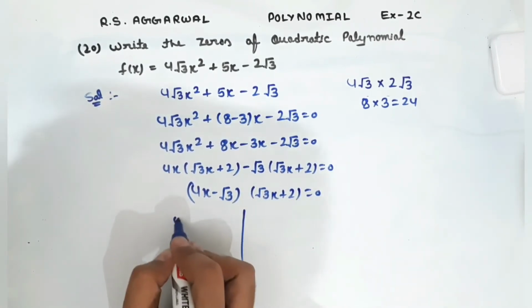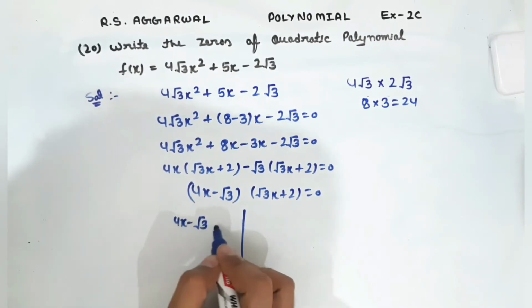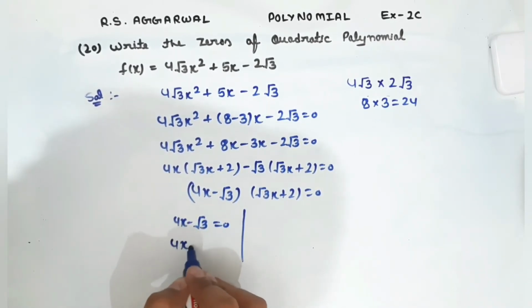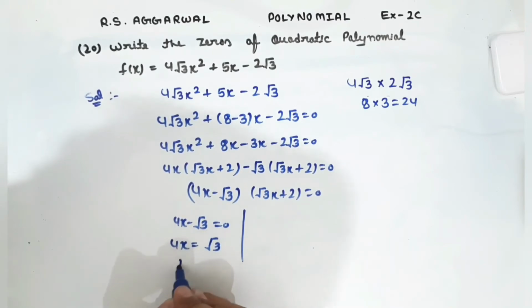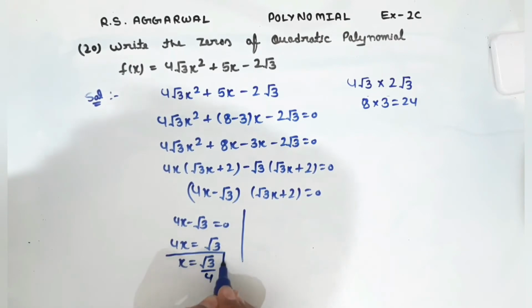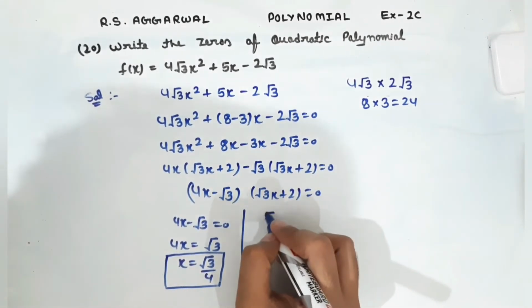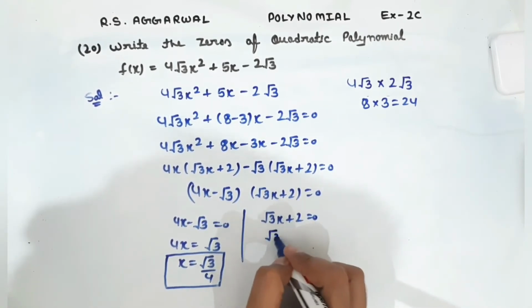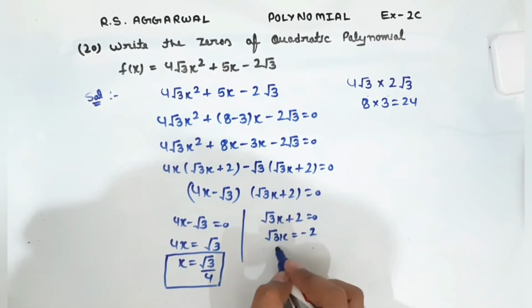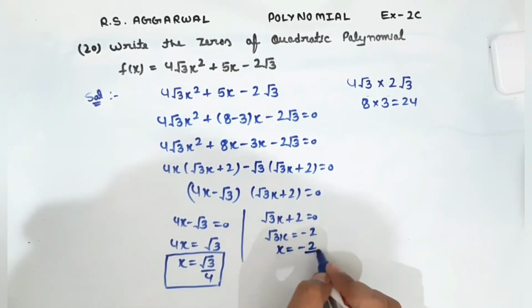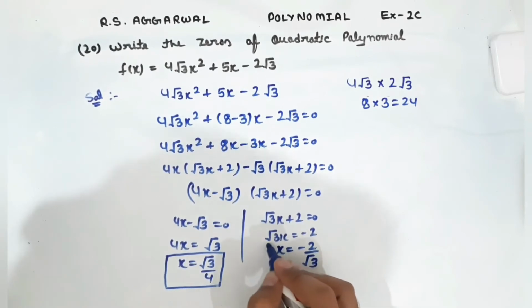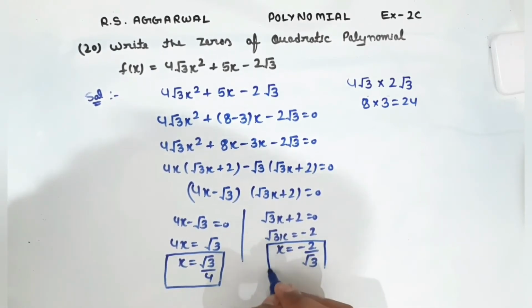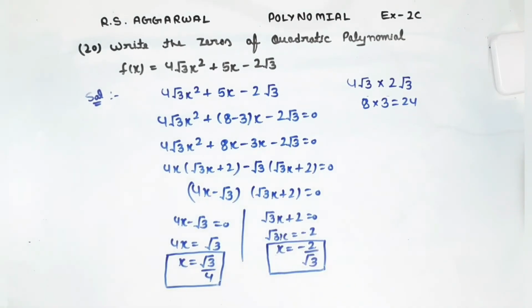When 4x minus root 3 is equal to 0, 4x will be equal to root 3, so x will be equal to root 3 upon 4. This is our first zero. When root 3 x plus 2 equals 0, root 3 x will be equal to minus 2, so x will be equal to minus 2 upon root 3. This is our second zero.